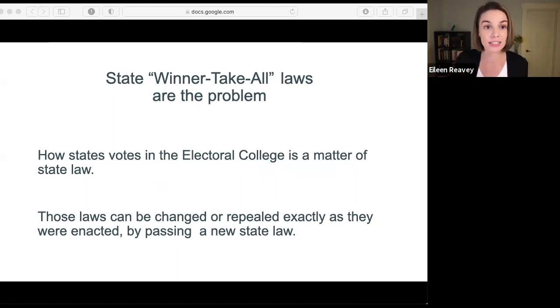And these state laws that say whoever wins the most votes in my state gets 100% of my electoral votes, that's what leads to states being safe states and for the most part completely ignored, or battleground states because all of their electoral votes are up for grabs just because they happen to be closely divided between Democrats and Republicans in that election year. So winner-take-all laws within states is the problem that we are seeking to change at National Popular Vote. And so we can change these laws the same way that they were enacted, which is by passing a different state law.